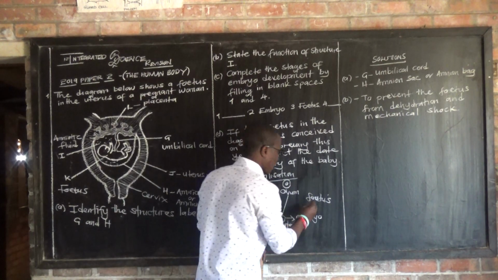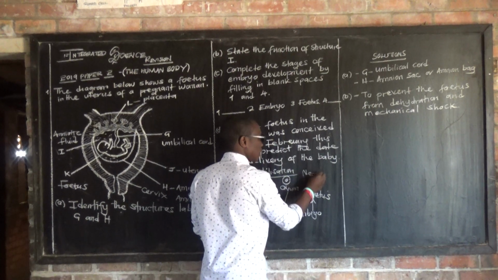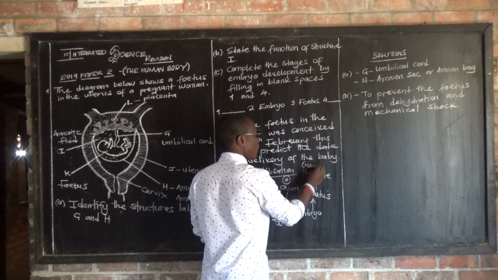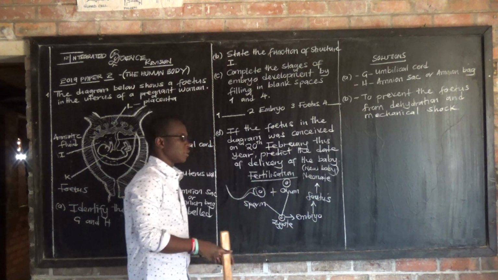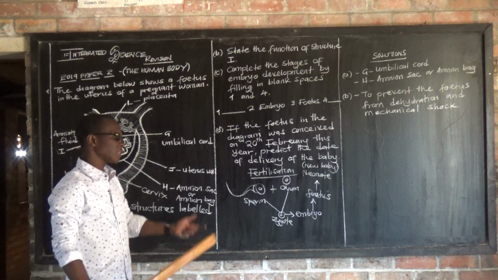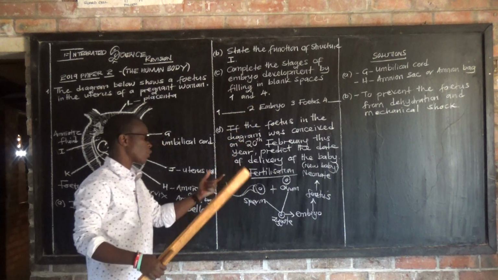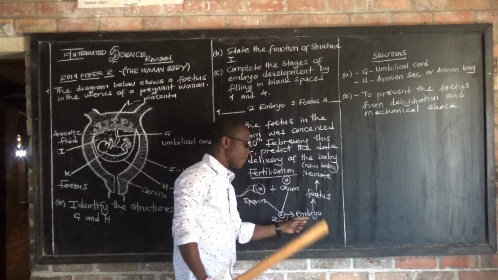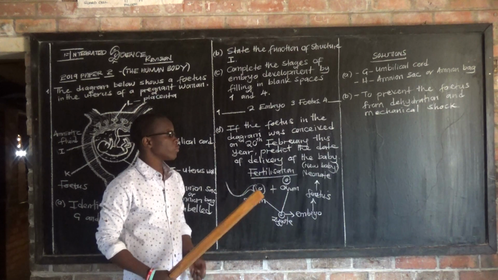Then the fetus now develops into what we call a neonate, or you can say a newborn baby. Are we moving together? So these are the stages of embryo development. After fertilization, the sperm and the ovum fuse and form a zygote. The zygote develops into an embryo. The embryo develops into a fetus. And finally, we have the neonate, which is a newborn baby.